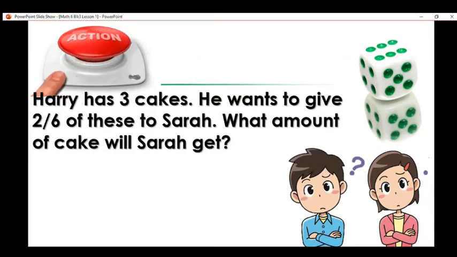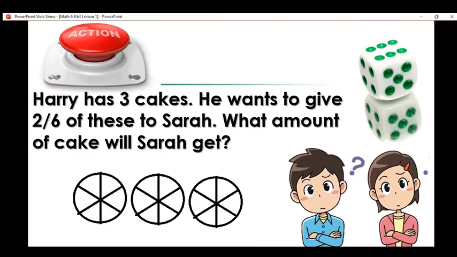Okay, so in order for us to find out how much cake Sarah would get, we need to create 3 circles, and each circle that represents a cake will be cut into 6 slices. So as you can see here, there are 6 slices: 1, 2, 3, 4, 5, 6, and the other 2 have 6 slices too.